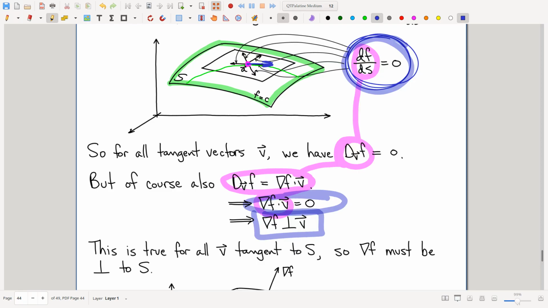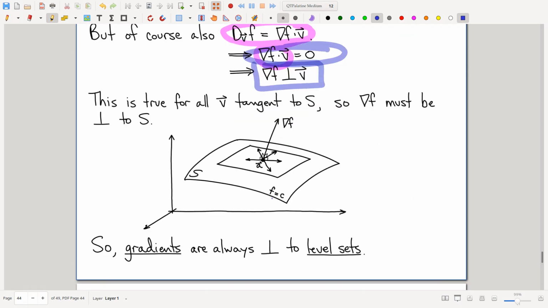And now I make the appeal, if your gradient vector is orthogonal to every possible tangent vector, a geometric appeal, think about all those tangent vectors. That means it's got to be orthogonal to the tangent plane, which means it's got to be orthogonal to the level set itself. And so this is the big punchline.